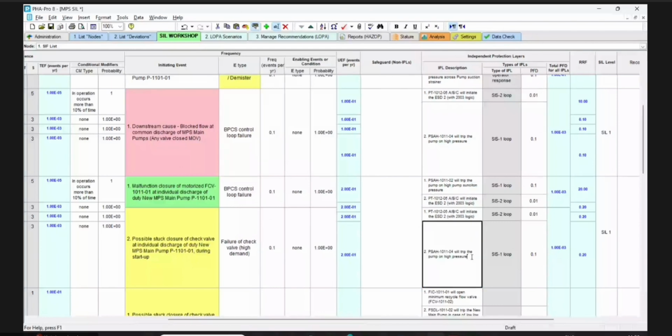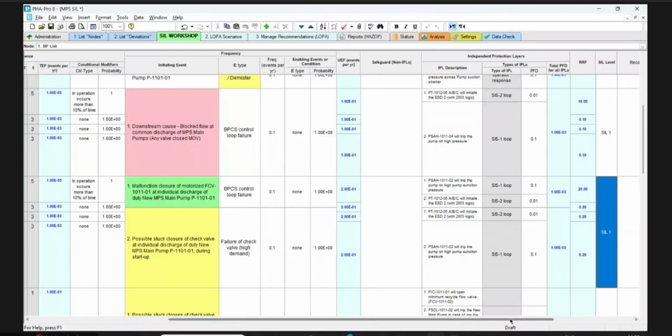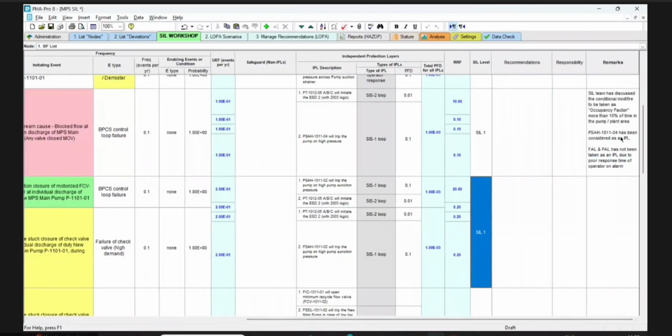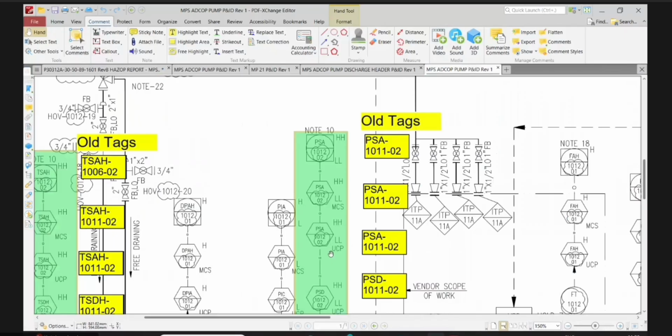PSAH. So this is correct, so we'll put the same thing. This SIL 1. So now, guys, this is okay. 101102 or 1012? Can you check? Check the tag number. 101102.